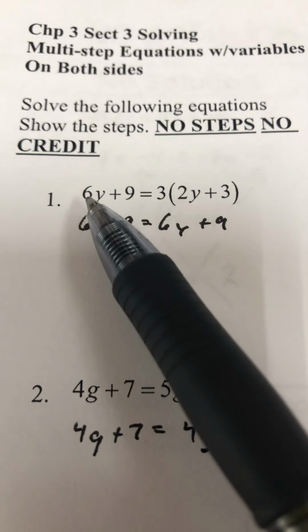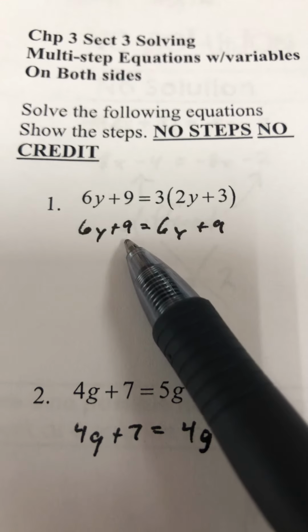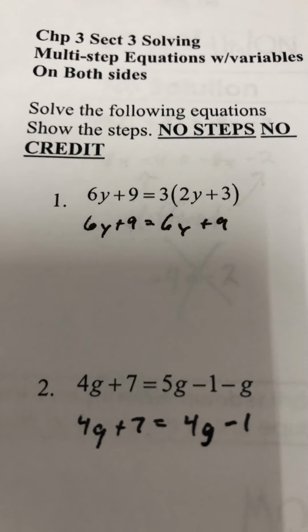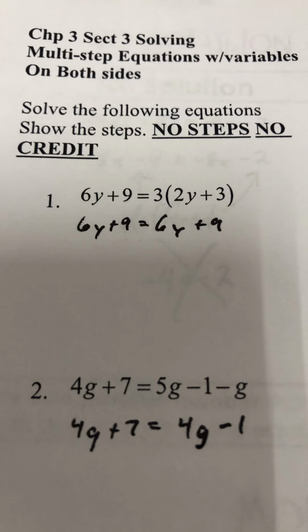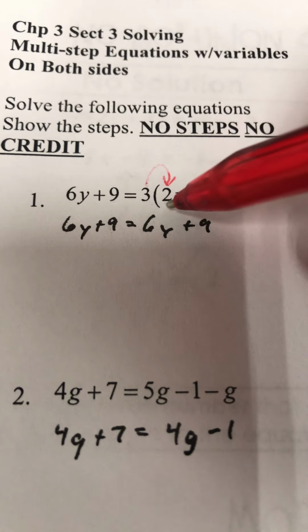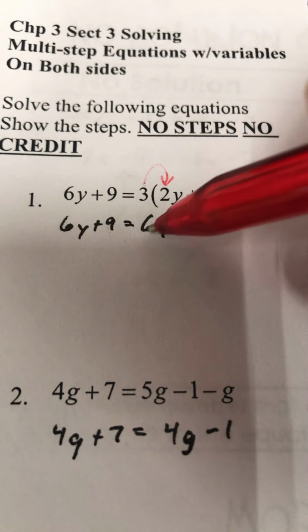So taking a look at number 1, I have 6y plus 9. I'm just going to bring that down. And then I have that equals 2. What I did here was the distributive property, and I took 3 times the 2. That gave me 6. There was a y with that too, so I bring the y with it. And then you take 3 times the 3. 3 times 3 is 9, so I have a plus 9. Notice this is the same on both sides.